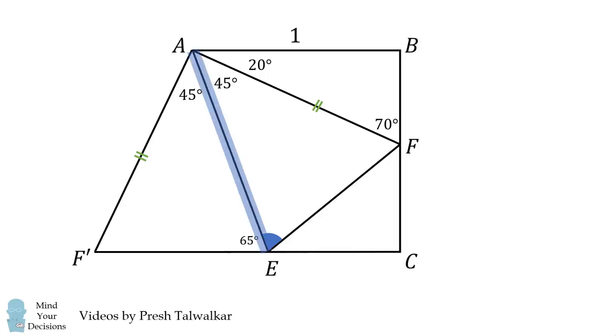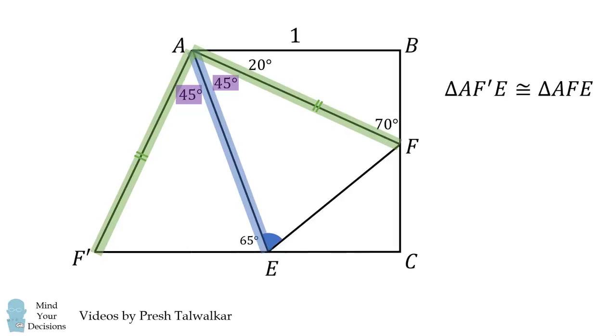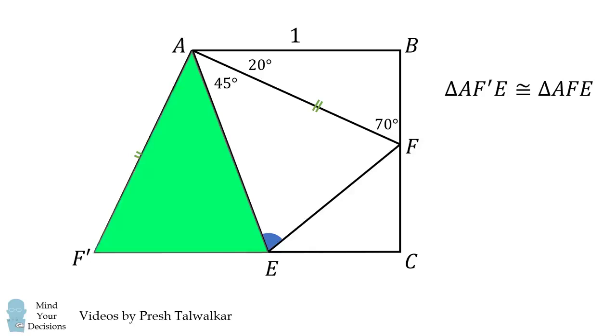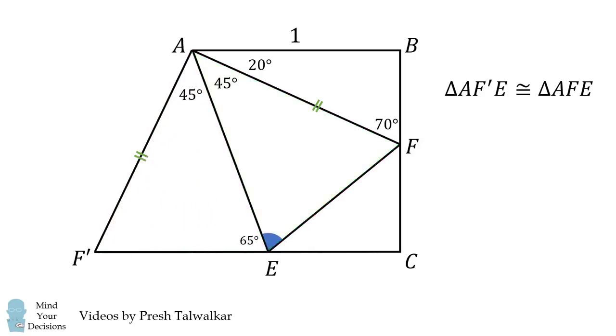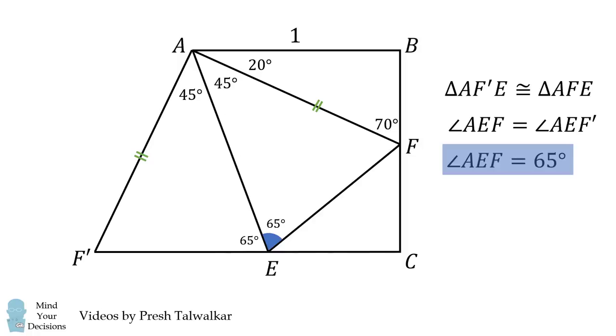Here we have one side that's equal to itself. Then we have two angles that are equal to 45 degrees, and then we have two sides that are equal to each other. Therefore, these two triangles are congruent. In fact, they are mirror images of each other. This means angle AEF is exactly equal to angle AEF', and so it is equal to 65 degrees. And we're done with the first part of the question.